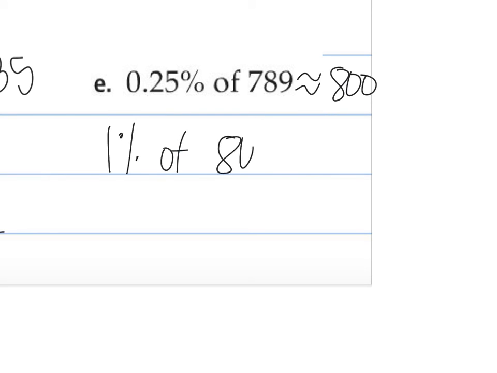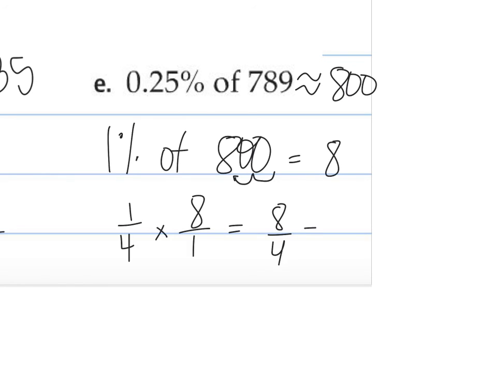Next one, we're looking at 0.25% of 789. I'm going to estimate this up to 800. Just like we did on that other one, I'm going to start with finding 1% of 800. And I do that by moving the decimal 2 spots to the left, so that would be 8. But we only want 1/4 of that, so now I'm going to find 1/4 of 8 by multiplying, which would be 8 over 4, which is equal to 2. So that answer, it would be approximately 2 for your estimate.